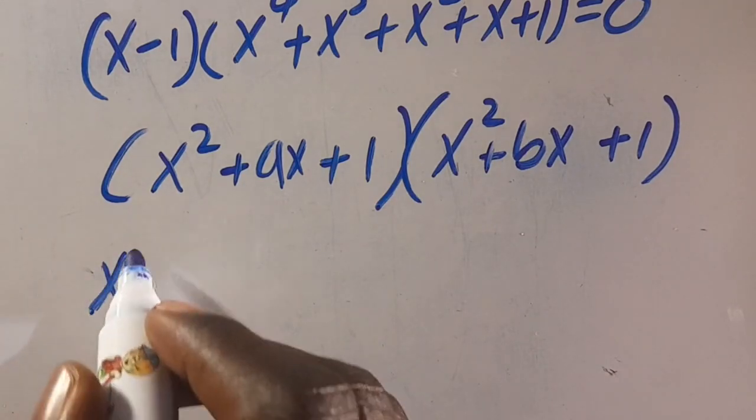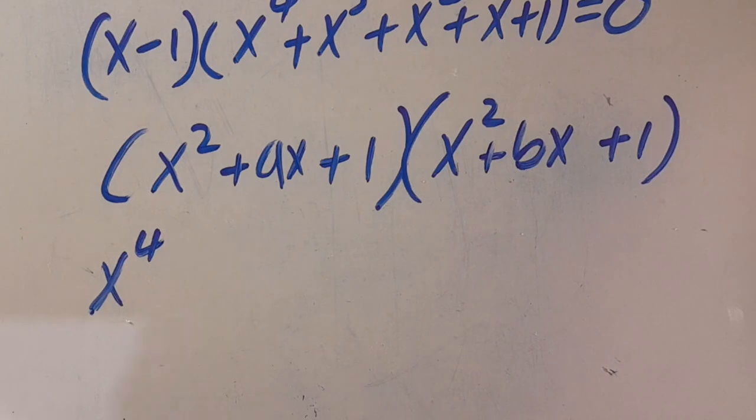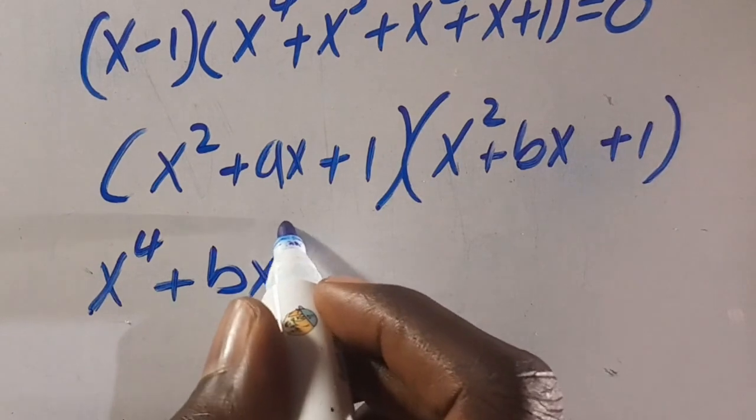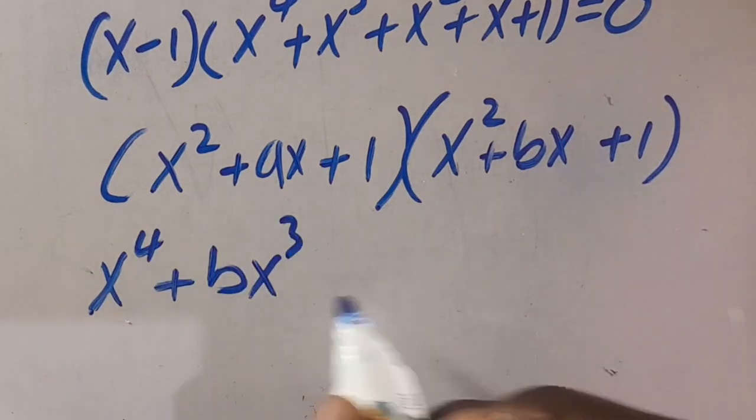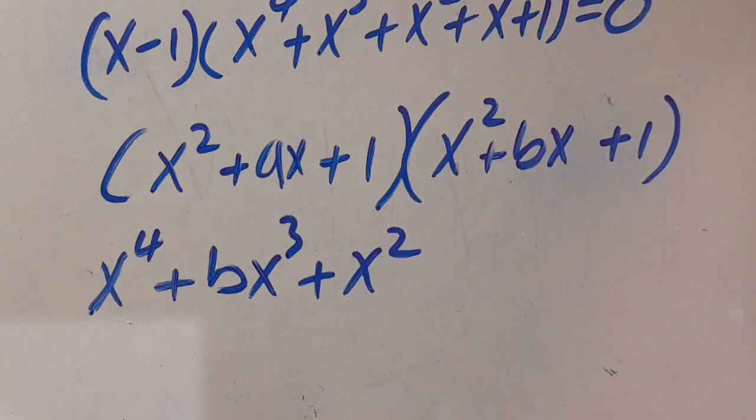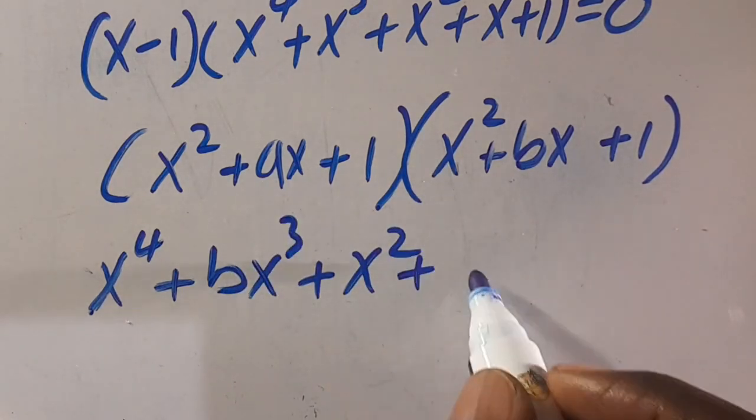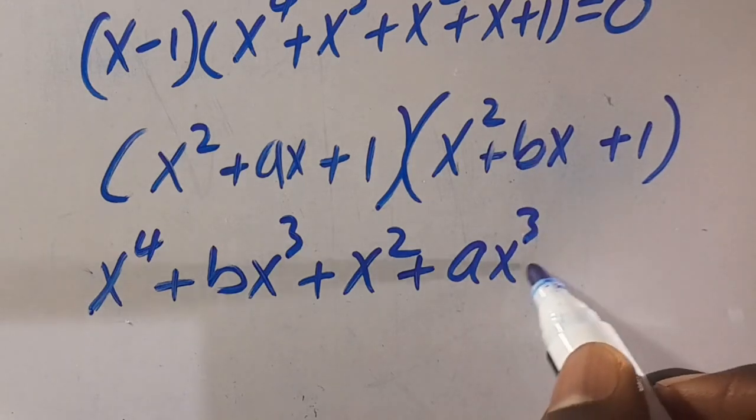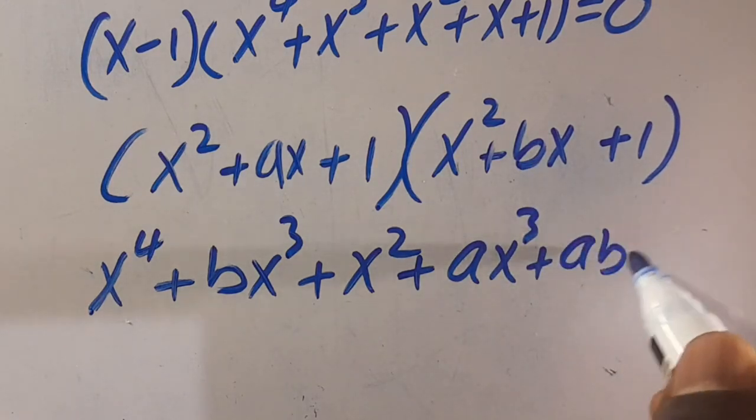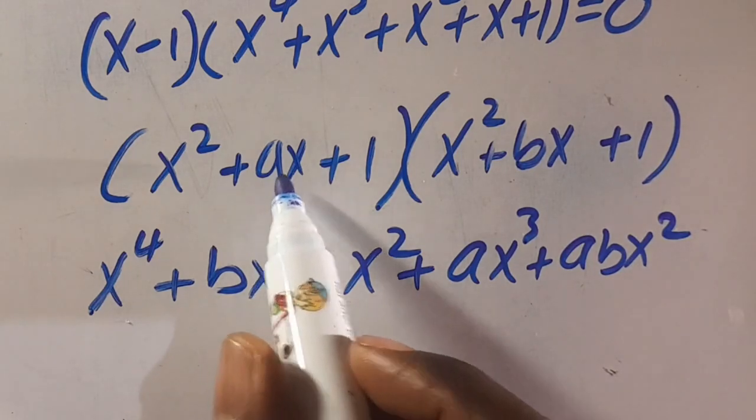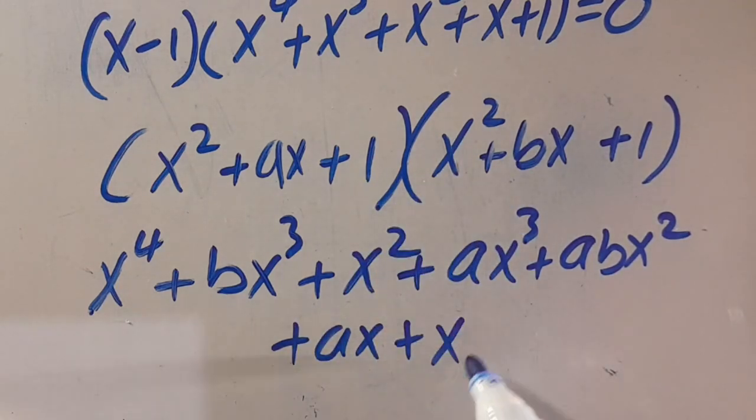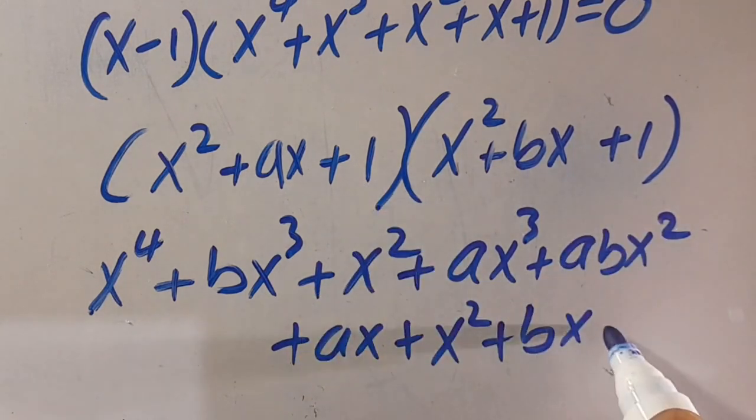We have it to be x to the power of 4. So this times this, we have it to be bx to the power of 3. This times this, we have it to be plus x squared. This times this, we have it to be ax to the power of 3. This times this, we have it to be abx squared. So this times this, we only have ax. This times this, we have it to be x squared. This times this, we have it to be plus bx. This times this, we have it to be 1.